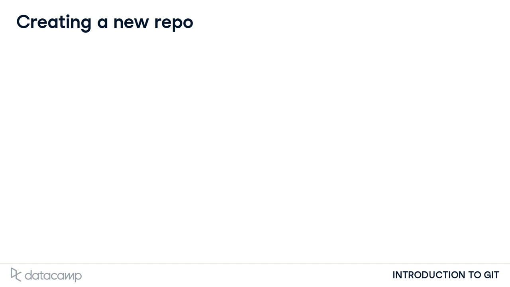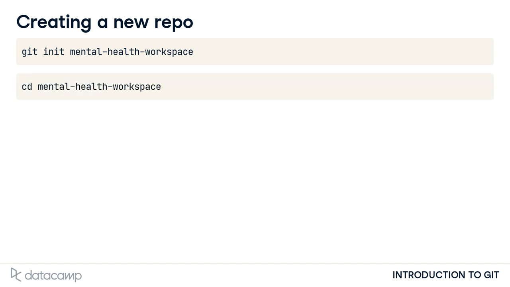To create a new Git repo for our project, we use the git init command in the terminal, followed by the name of our project, Mental Health Workspace. When we run the git init command with the name we provided for the repo, Git creates a new repo within the directory we ran the command from. We can use cd to change into this new repo.